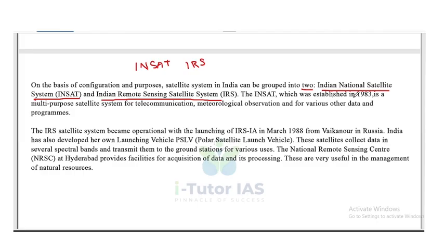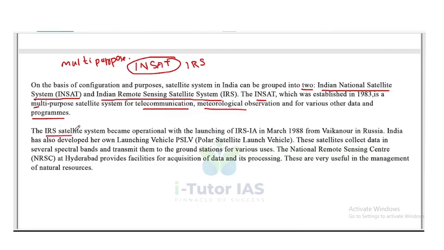The INSAT, which was established in 1983, is a multi-purpose satellite system for telecommunication, meteorological observation, and for various other data and programs. So INSAT was established in 1983 and it is a multi-purpose satellite. Its uses are telecommunication, meteorological observation, and various other data and programs.